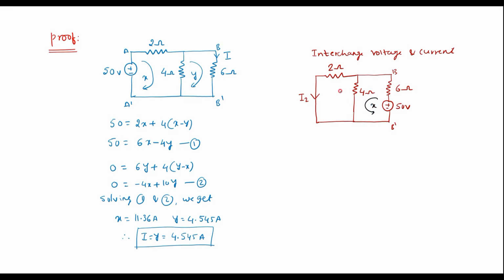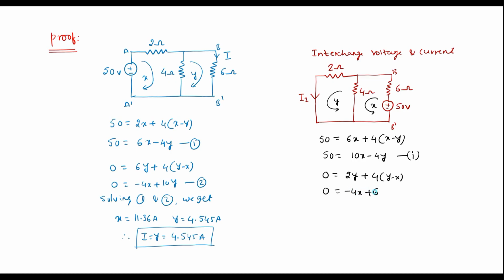Now we'll assume that current in this loop is X and current in this loop is Y. Applying KVL to loop X, I can write 50 is equal to 6x plus 4x minus y, that is 50 is equal to 10x minus 4y. We'll call it as equation 1. Now apply KVL to loop y. I can write 0 is equal to 2y plus 4 y minus x. Simplifying this, 0 is equal to minus 4x plus 6y. We'll call it as equation 2.